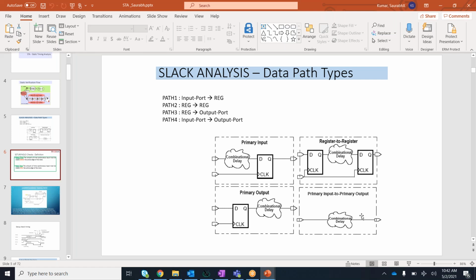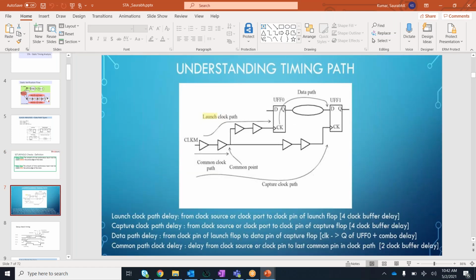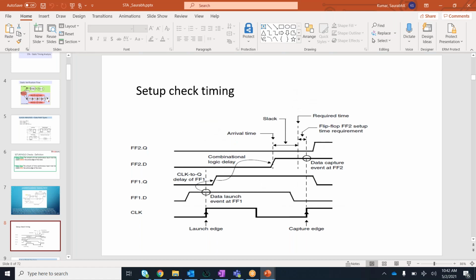While doing the timing analysis, we do two checks. One, setup check, another, hold check. So till now we discussed what is setup time and what is hold time. Now we are discussing the setup check and hold check.